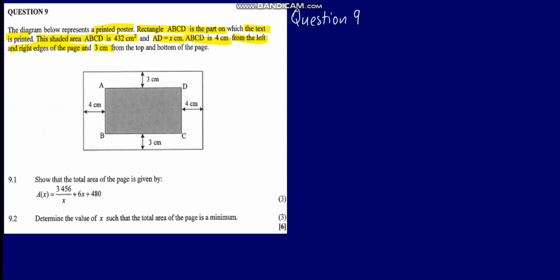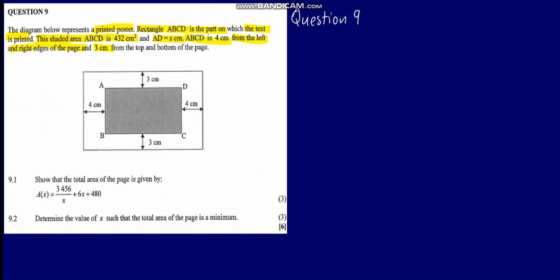I think it's very easy if you're looking at the diagram, because you can see each of those lengths. They're well presented there. We can see the rectangular part on which the text is printed, right? So the first question wants us to show that the total area of the page is given by that, right? So how can we show the total area of the page?